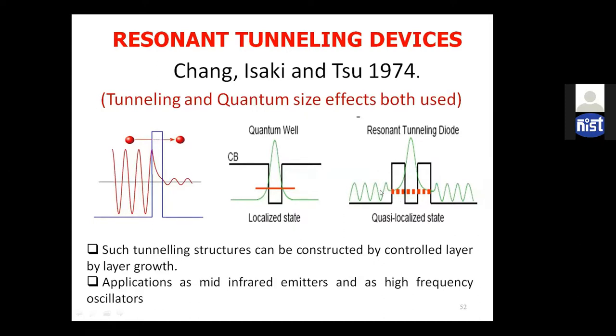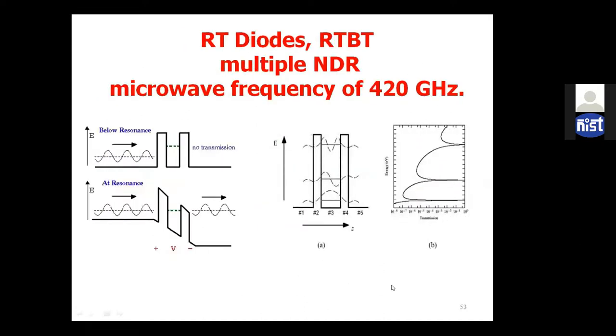So that energy can tunnel through this barrier, and when this energy is matched with the energy of the quantum well, then you will get the maximum peak in the current density. Also, such tunneling structures can be constructed by controlled layer-by-layer growth. In applications, we use it for mid-infrared emitters and as high frequency oscillators. You see, this is a simple RTD structure that can generate frequencies up to 420 gigahertz.